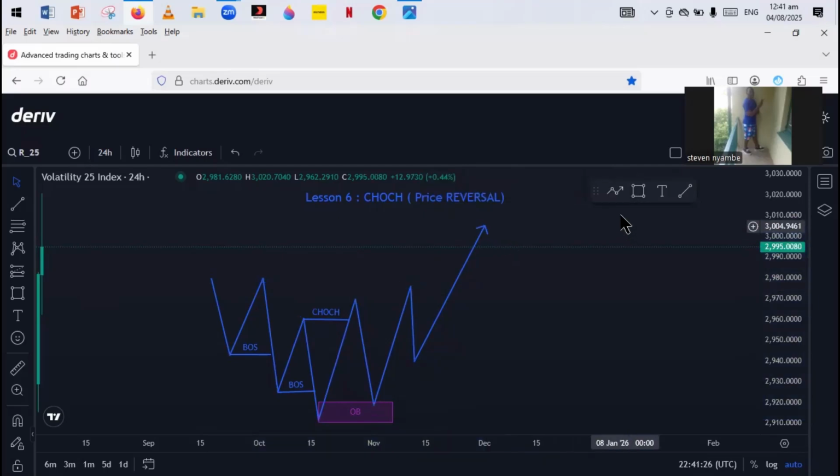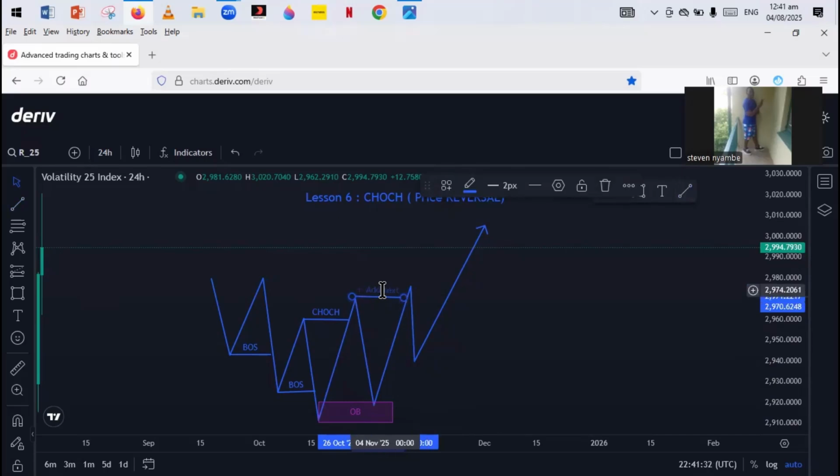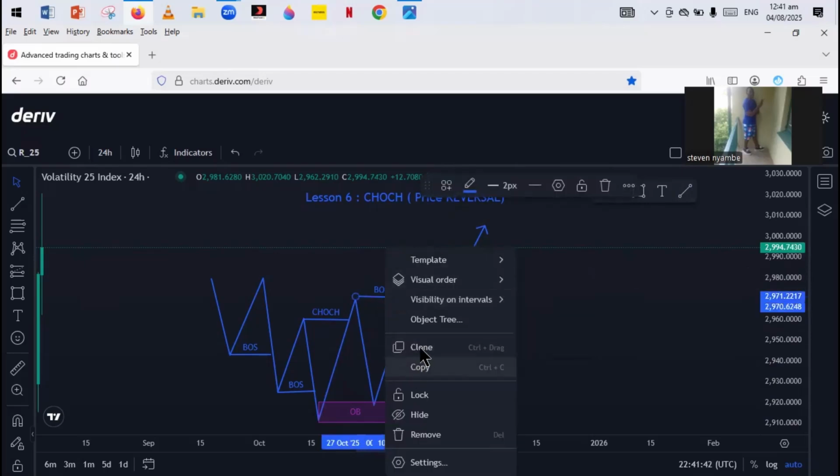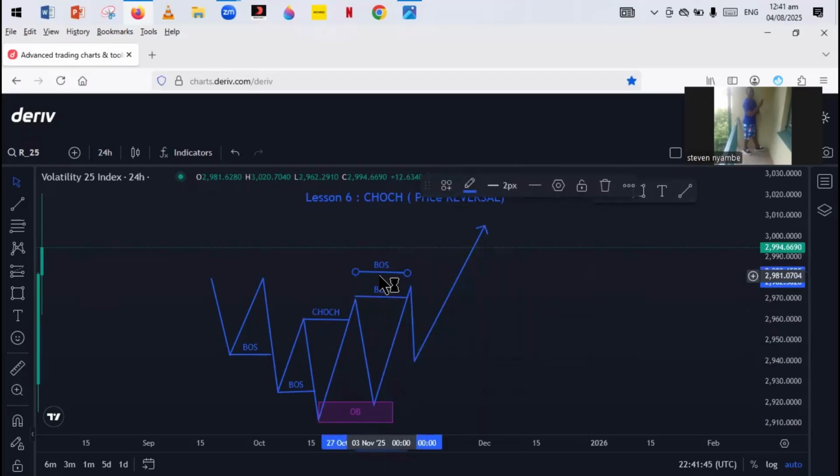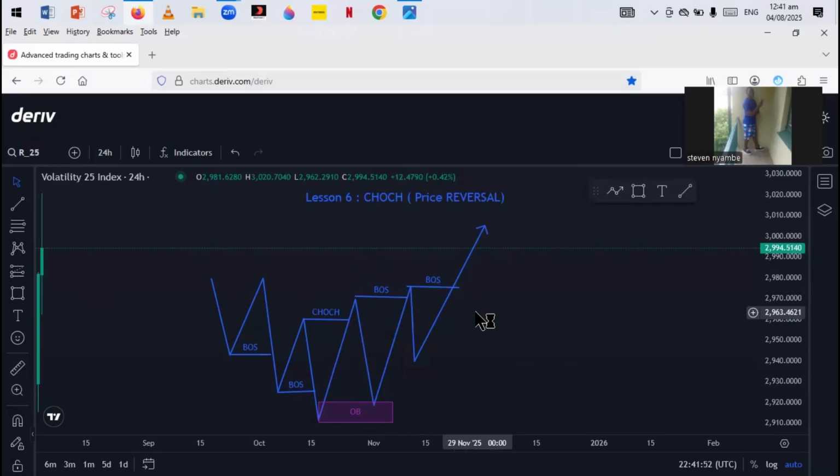And then we are going to have break of structures now to the upside, because now price has changed bias. Now we are breaking structures to the upside, like that. So that is how price reverses when it's changing from selling to buying.